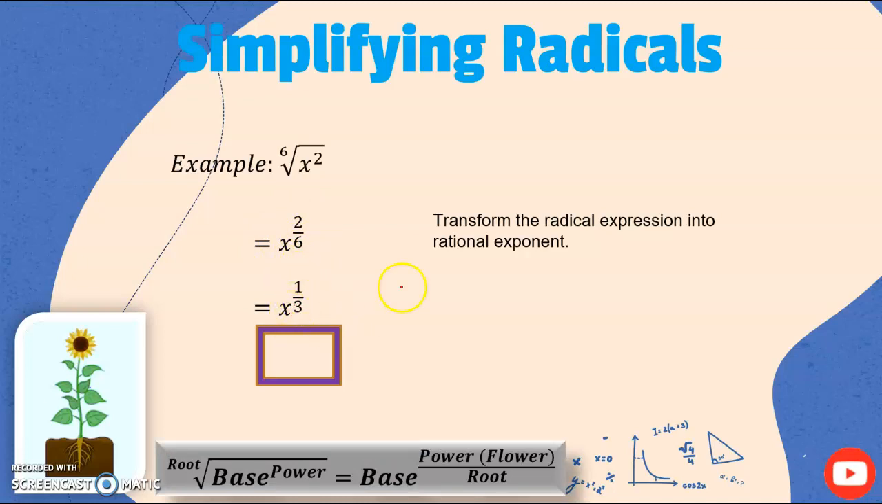Therefore, the simplest form of the radical, after transforming the radical expression into a rational exponent and then simplifying the exponent, you transform it back to the radical form, and you come up with the final answer of cube root of x. Again, what happened is you just simplified the exponent 2/6 and came up with 1/3, and then we expressed it as a radical expression.